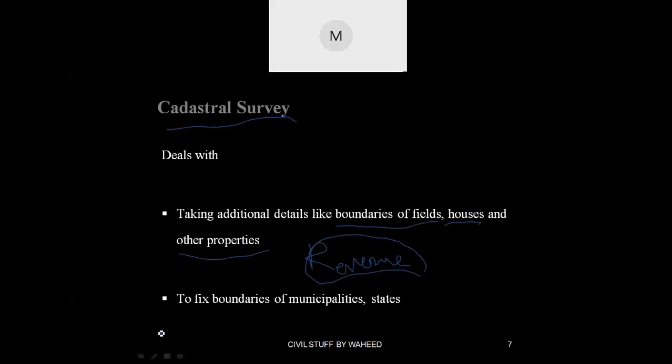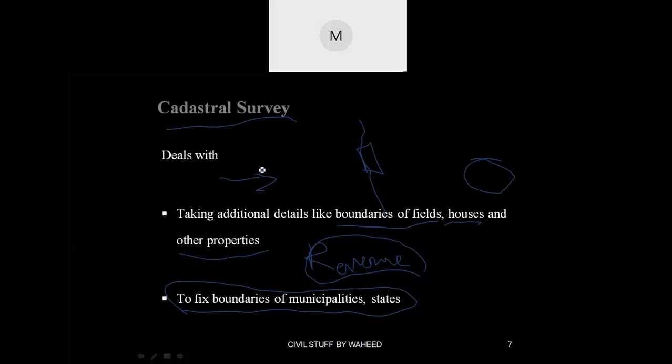And cadastral survey is nothing but to fix up the boundaries of municipalities and states, like that. Suppose you are entering from one district to another district, what happens? For example, you are starting from Siddipet and this is your Sircilla. At some particular place you can see one common board. From here you can see a welcome to Sircilla board, and from here welcome to Siddipet.